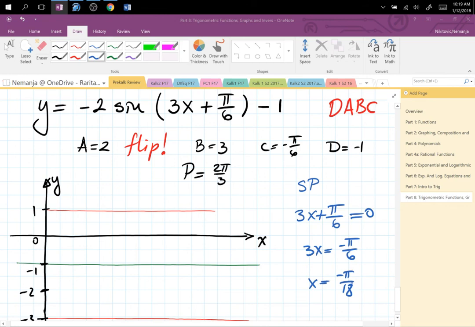Yoo-hoo! The divisions are in 18s. No one cares. Can you count to 18? Yeah, you can. There we go.